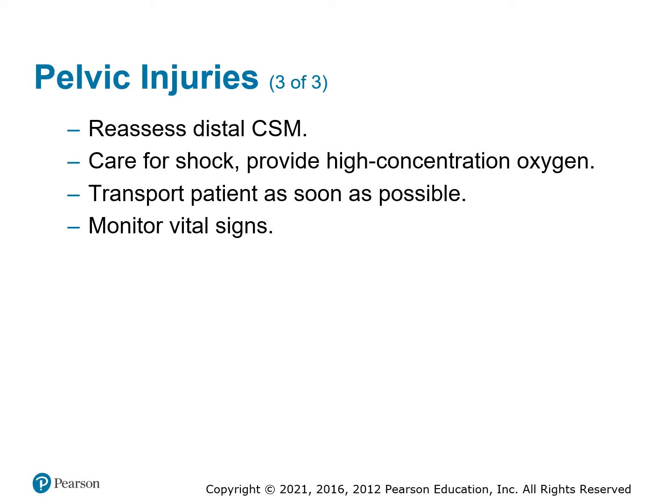Again, once you have things put in place, reassess the distal CSM. You're going to want to do that throughout transport. And these are the patients that you need to be prepared for shock. Like we talked about, you can lose a significant amount of blood through pelvic injuries. So be prepared, be monitoring vital signs, provide high concentration O2 to these patients. Try to get them transported as soon as possible, so limit scene time, rapid transport, and then monitor those vital signs throughout your transport. Make sure to get your baseline vitals so that you can trend that data and almost kind of predict if the patient is becoming shocky.